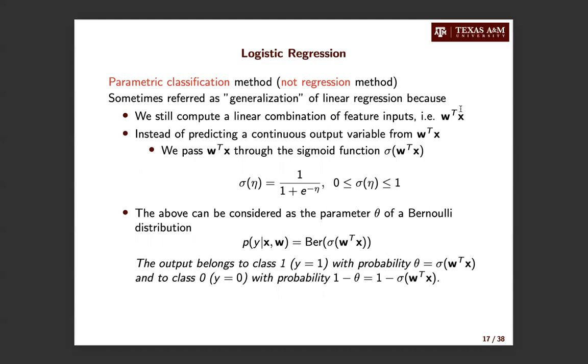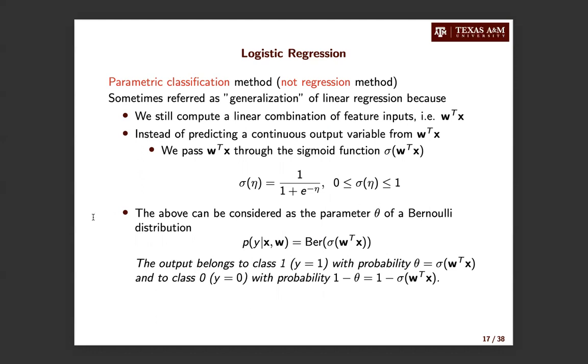Again, this inner product can range between minus infinity and plus infinity, but by passing this through the sigmoid function, we make the outcome of this sigmoid W transpose X to be between 0 and 1. And therefore, it can be interpreted as a probability.